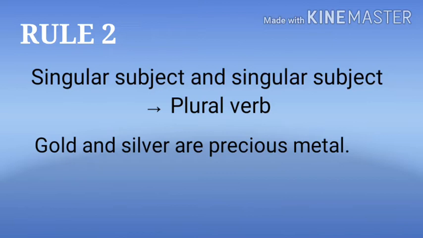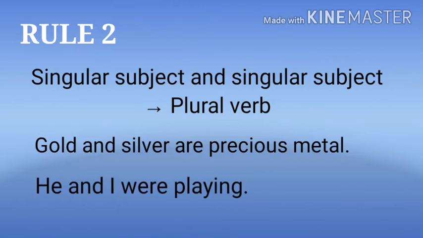Next, let us see another example. He and I were playing. Now, just apply the rule over here. We have he, I. They are two singular subjects and they are connected by and. So, our rule says it will follow a plural verb. So, we have over here were. He and I were playing. Okay. Now, we'll move to our next rule.